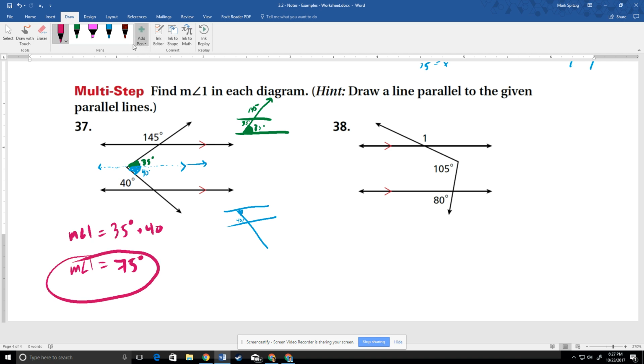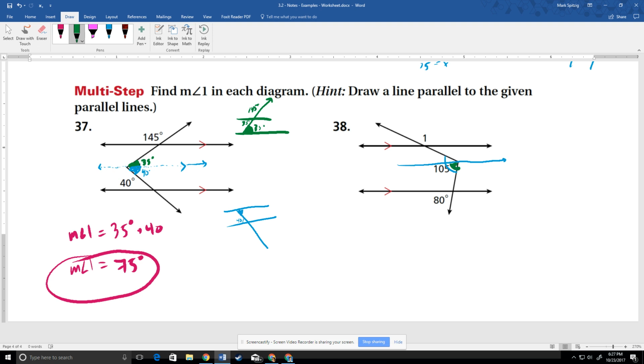Okay, we go over here. We're kind of going to do the same thing. Let's split this right along here. We're going to split this angle up. This whole angle, though, remember, is 105, so we've got to keep that in mind. Okay, so now what do I know? I know this is 80.